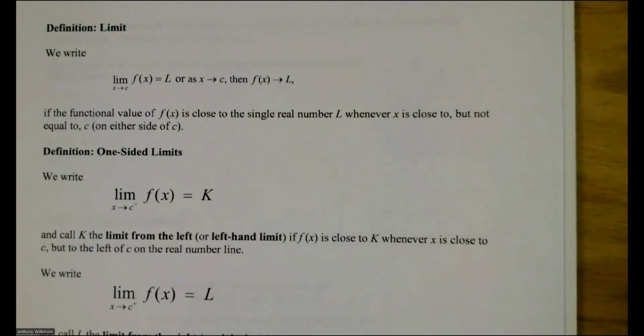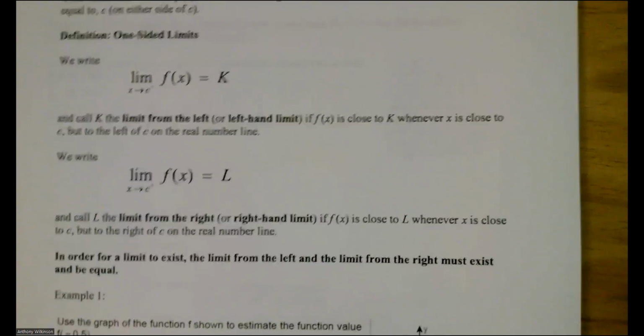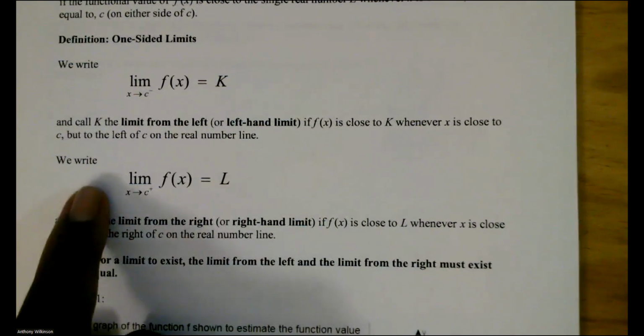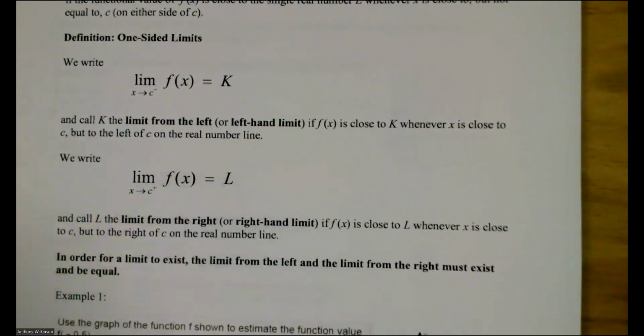And then for a limit from the right, which is this right here, the limit as x approaches c from the right of f of x is going to be some value L, and we call L the limit from the right or the right-hand limit if f of x is close to L whenever x is close to c, but to the right of c on the real number line.